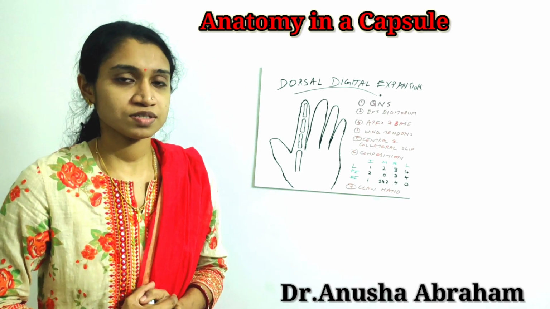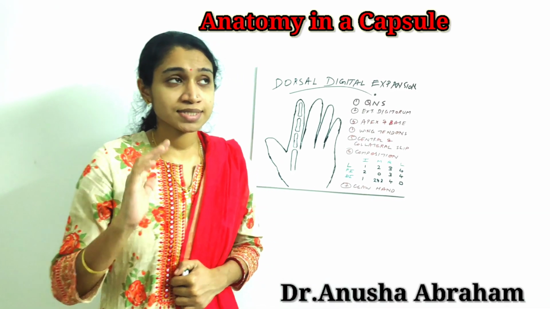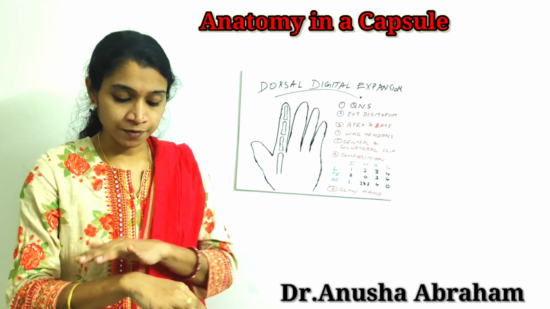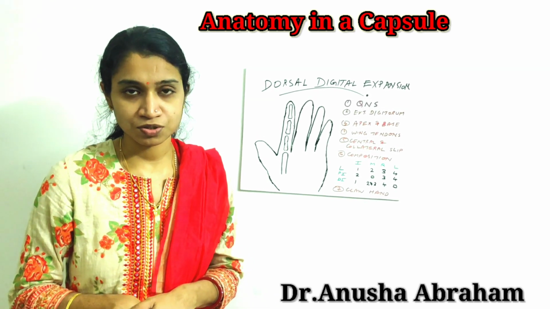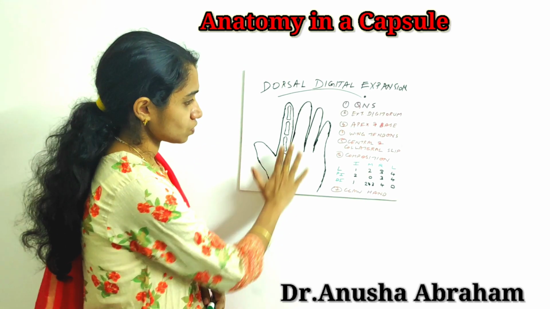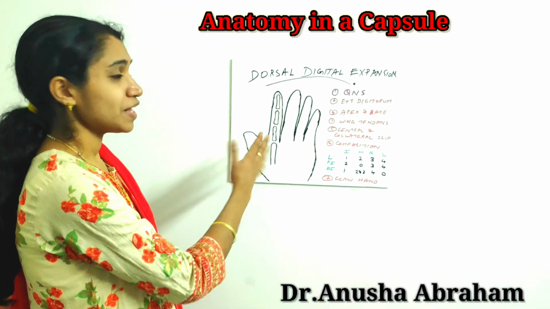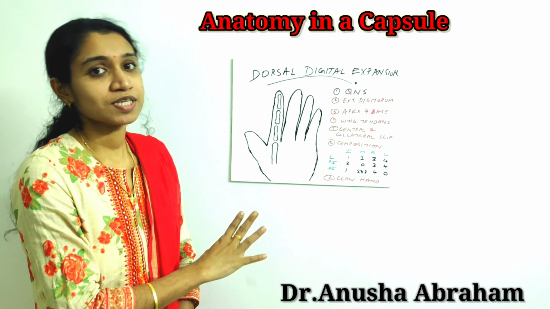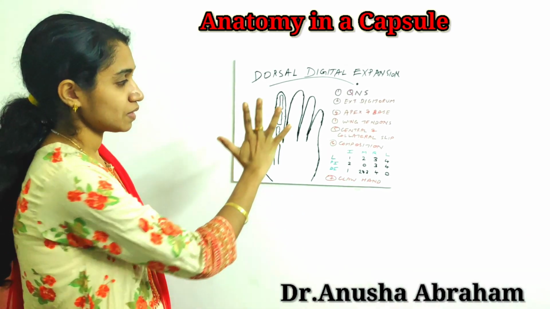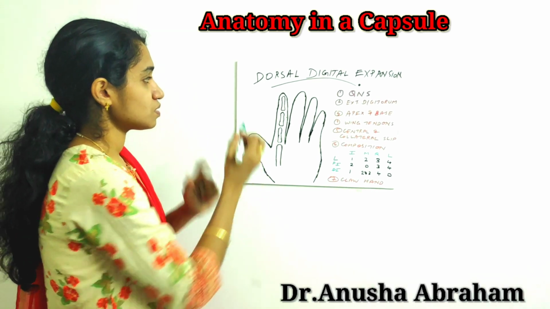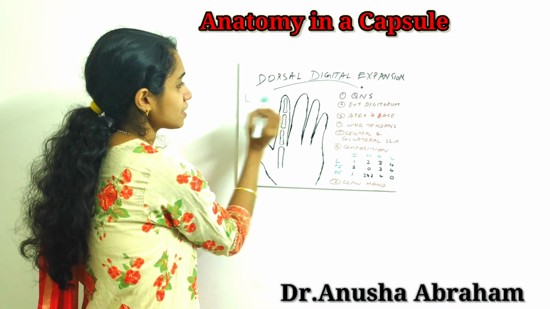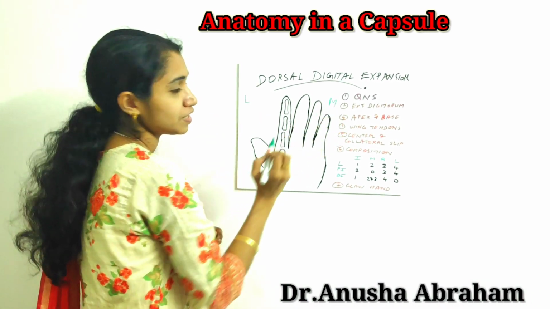Okay, we know the extensor digitorum muscle has 4 flat long tendons. So these tendons are coming. The diagram which I have drawn is the dorsum of hand. Correctly, I can say it's the dorsum of the right hand. So we know this is the thumb. This is the lateral aspect. Here comes the medial aspect.